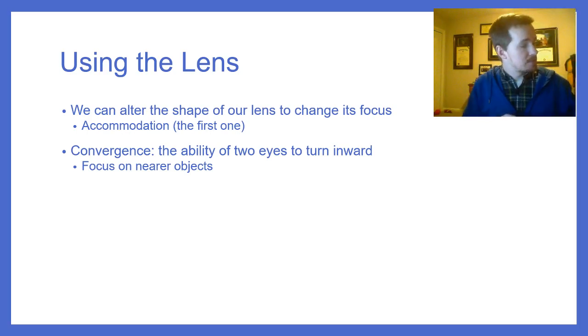Our lens is basically going to be able to perceive things at different distances. It's going to focus on things at different distances, depending on how much is being bent. So we can change our depth of field using accommodation. That, what I was just showing you, is accommodation.